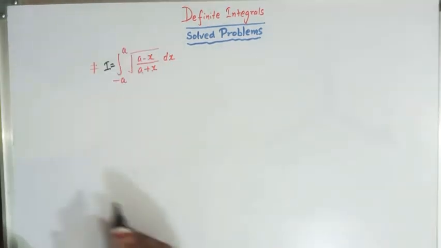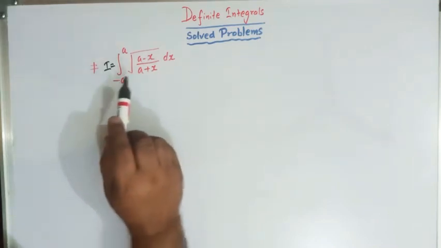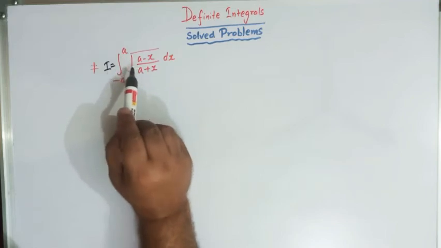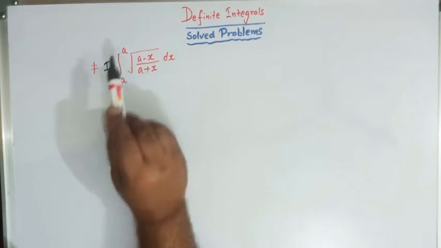Now viewers, let us take one more problem. Here we have to integrate this integral: square root of (a − x)/(a + x) from −a to a.